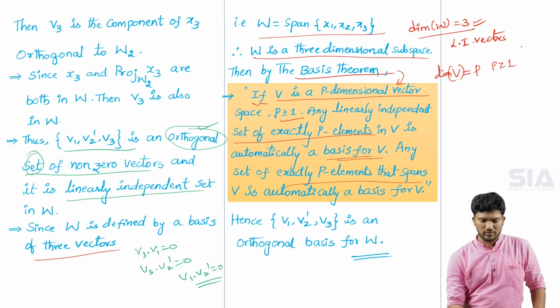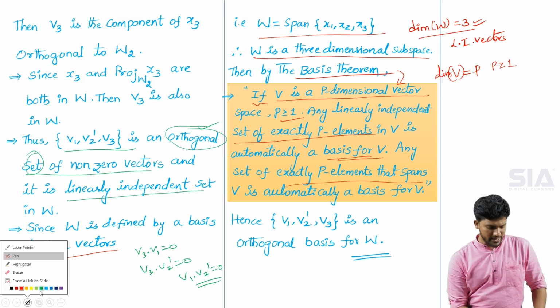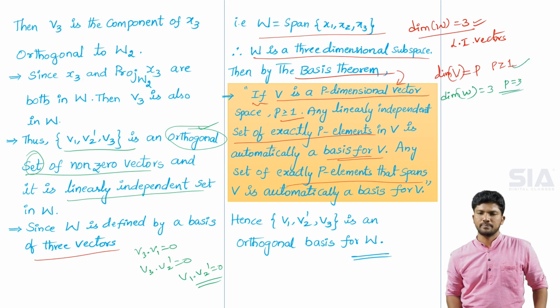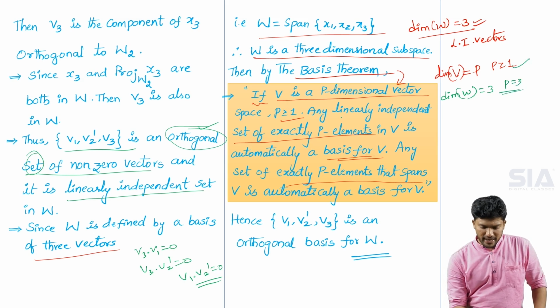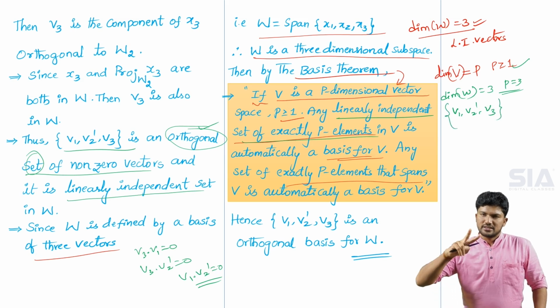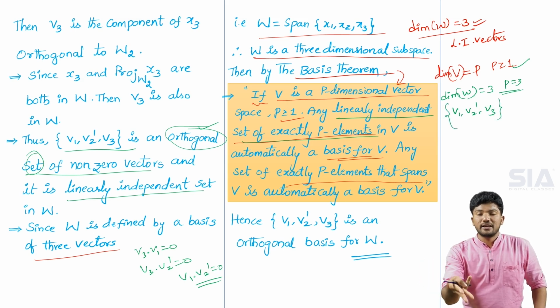p greater than or equal to 1, so here what do we have, amma? Let us apply the same statement to W. Dimension of W is equal to 3. Now we can take p equal to 3, which is greater than or equal to 1. And any linearly independent set of exactly p elements in V. Any linearly independent set here means these three vectors v1, v2 dash, v3, exactly p elements, it says.